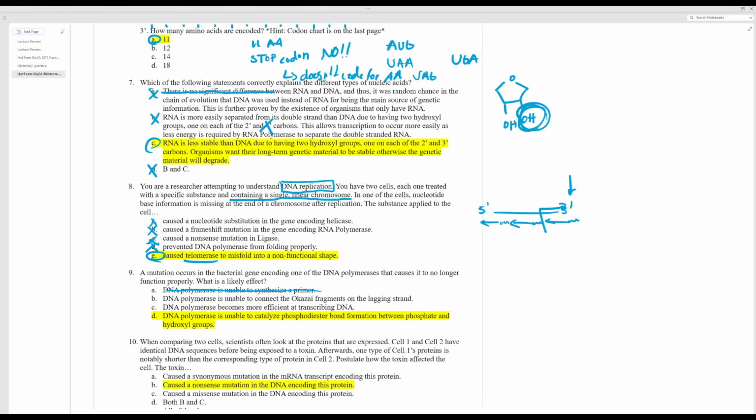B, DNA polymerase is unable to connect the Okazaki fragments on the lagging strand. Is that the job of DNA polymerase, to connect the Okazaki fragments on the lagging strand? Nope. C, DNA polymerase becomes more efficient at transcribing DNA. Does DNA polymerase transcribe DNA? Nope. So the final answer makes it D. DNA polymerase is unable to catalyze phosphodiester bond formation between phosphate and hydroxyl groups, right? This is the job of DNA polymerase. When it's adding on nucleotides, it's catalyzing phosphodiester bond formation between the 5' phosphate of the incoming nucleotide and the 3' hydroxyl group.